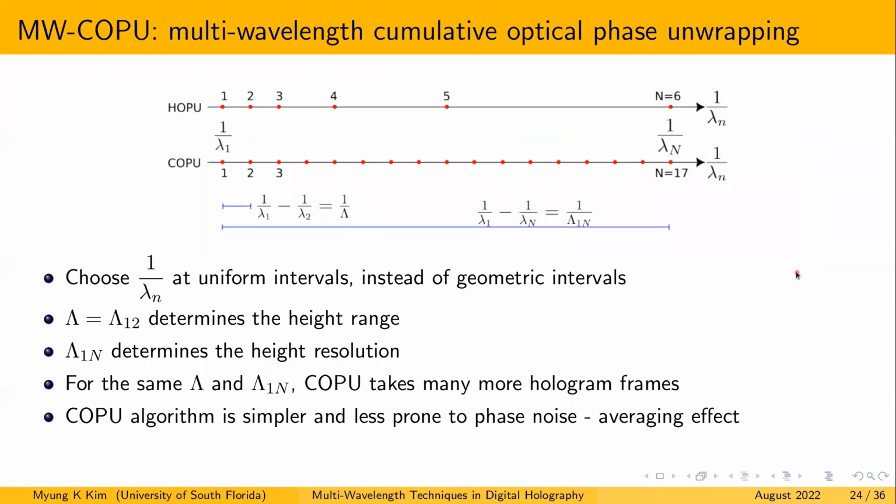Okay, so now to introduce the cumulative unwrapping method. Note that on the inverse wavelength axis, 1 over lambda n, for the hierarchical method, the inverse wavelengths are chosen at geometric intervals with the common ratio of 1 over alpha. So when alpha is 0.5, you have 1 unit here and 2 units and 4 units and 8 units and 16 units.